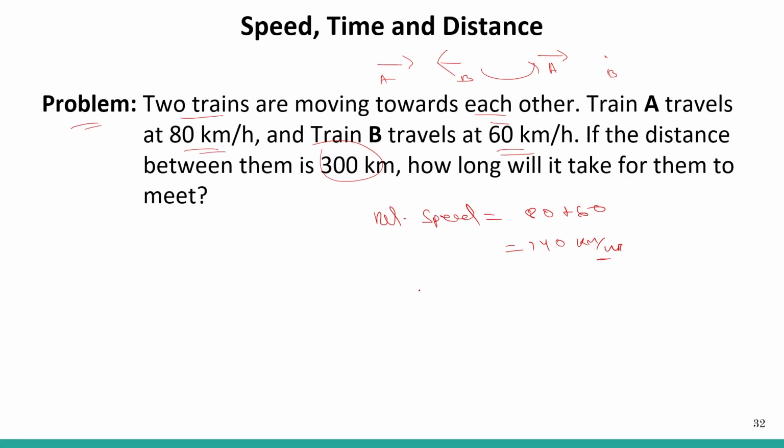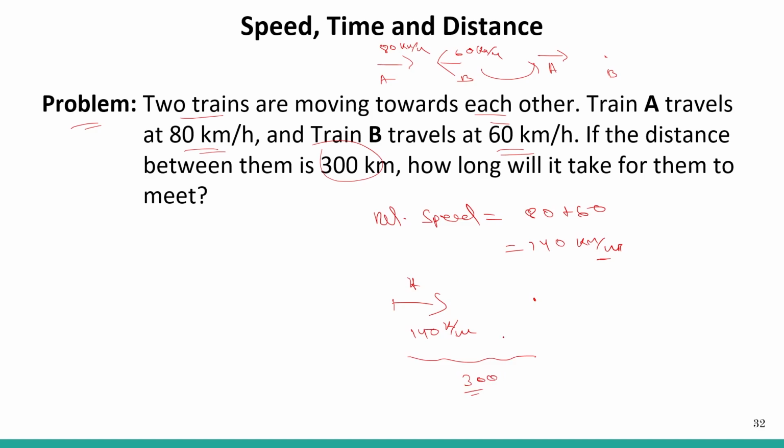Now what we can assume is, since A was going at 80 km per hour and B was going at 60 km per hour, right? But what we can assume right now is A is going at 140 km per hour and B is still there, with 0 km per hour speed. The distance between them is 300 km.